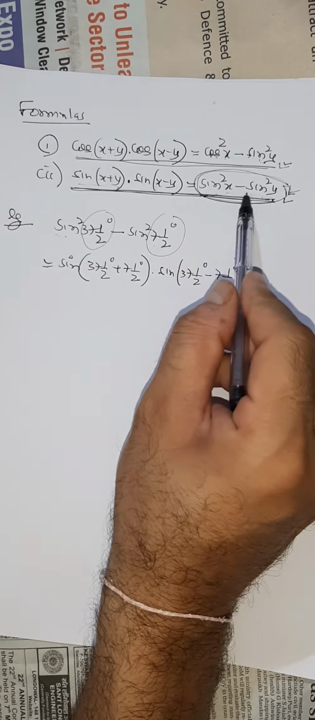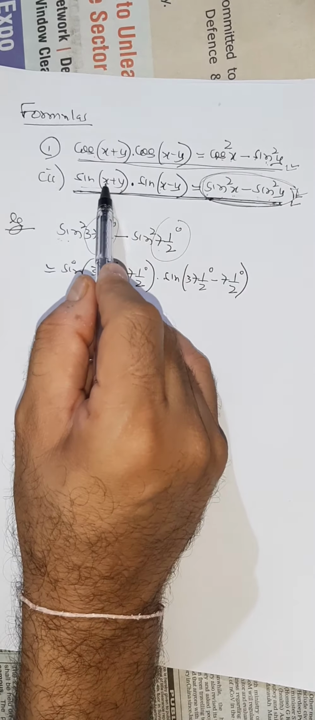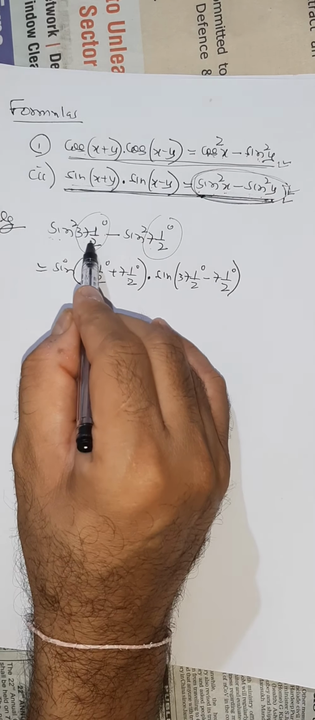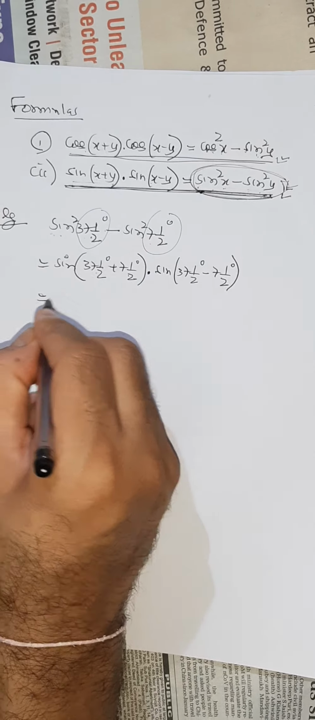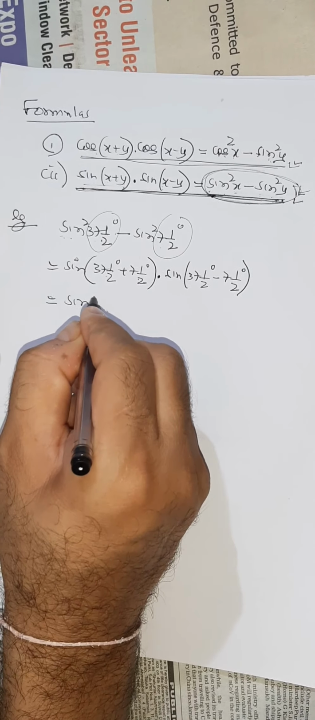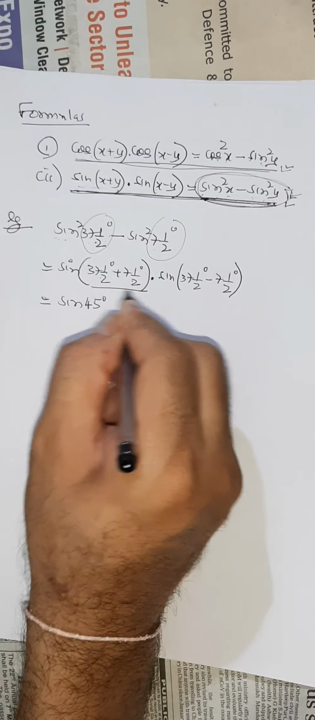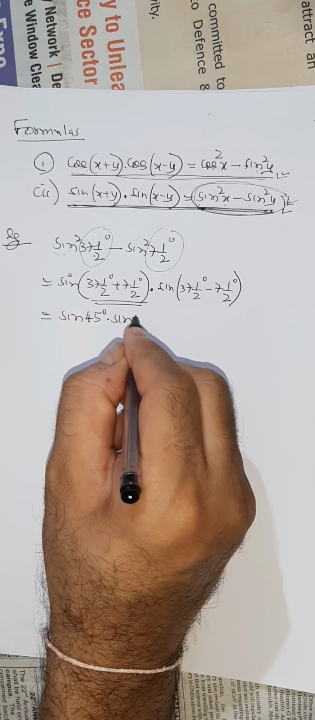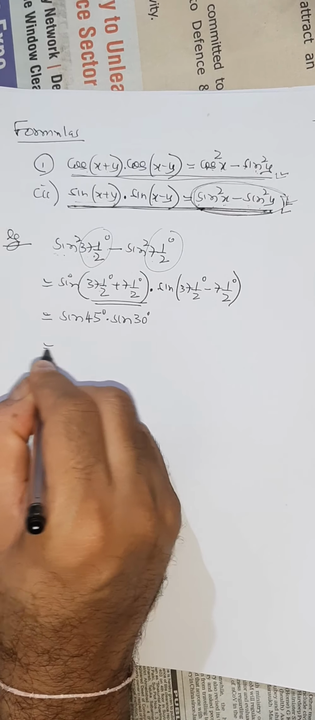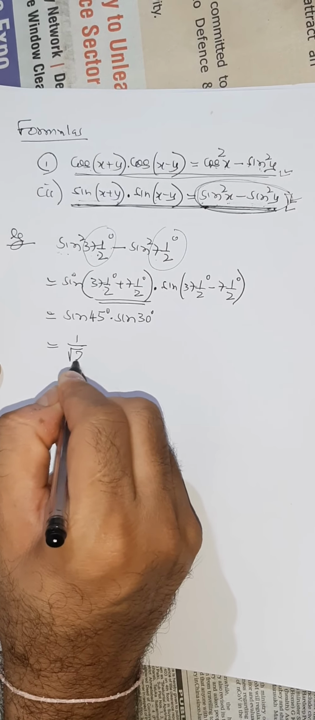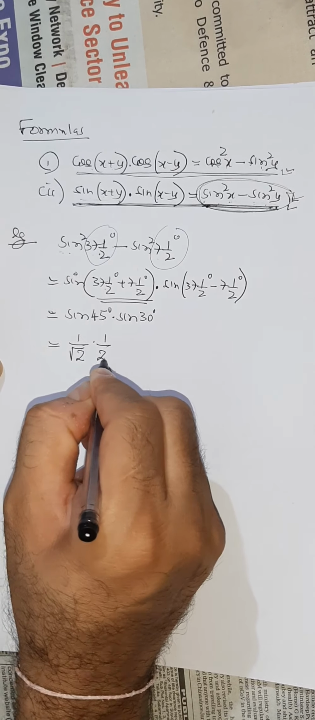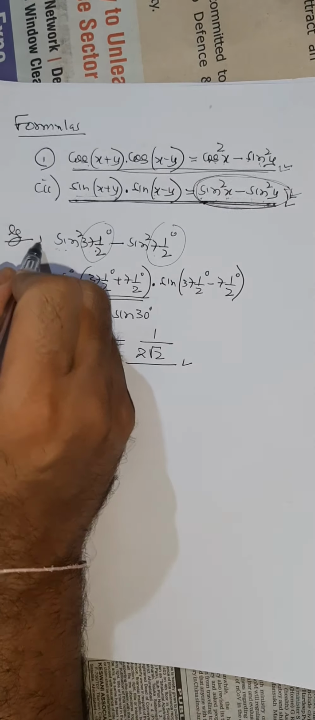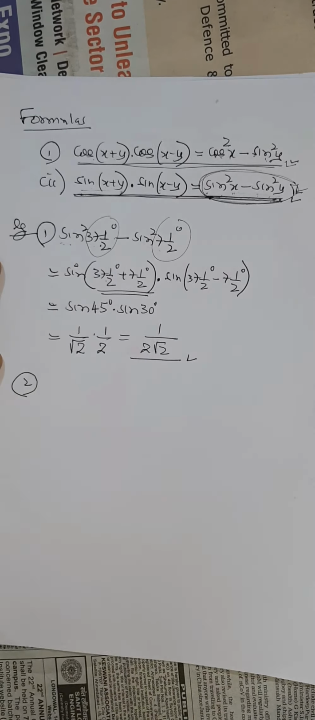What I did, I've used this. This is given to you. I wrote this x plus y. So 37.5 plus 7.5 into 37.5 minus 7.5. What is this? This is 45 degree. What is this? This is 37.5 minus 7.5, which is 30 degree. This is 1 by root 2. This is 1 by 2. So your final answer is 1 upon 2 root 2. That's one.